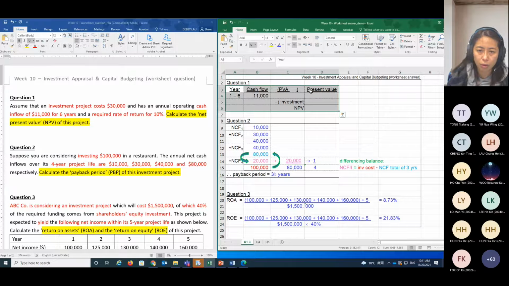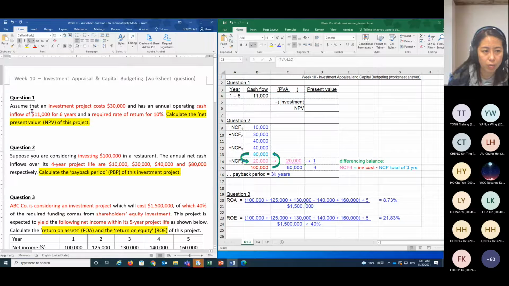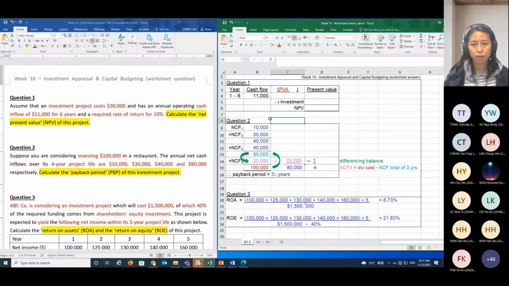Since the cash inflow among all the years are the same, we can apply PVA tables, which is the more convenient and faster way to calculate the answer.